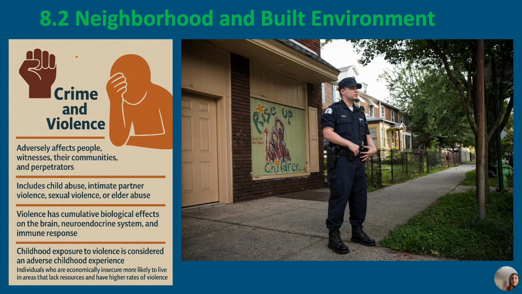So now thinking about crime and violence, this adversely affects people, whether they're directly impacted or they're witnesses. We can think of this in terms of child abuse, firearm violence, intimate partner violence, sexual violence, or elder abuse. Violence has this overall cumulative biological effect on the brain, and within this neuroendocrine system, an immune response. They're physical responses to violence. These repeated exposures to crime and violence are linked to negative health outcomes.